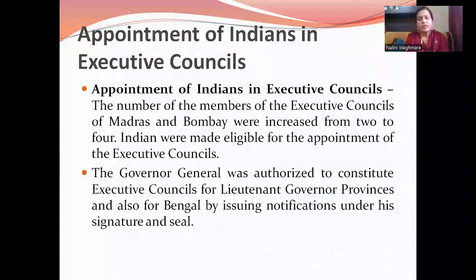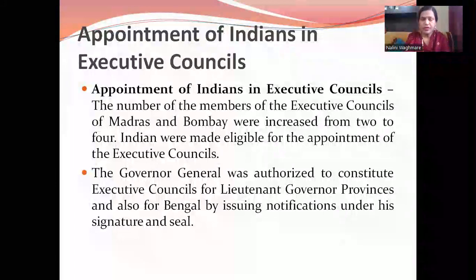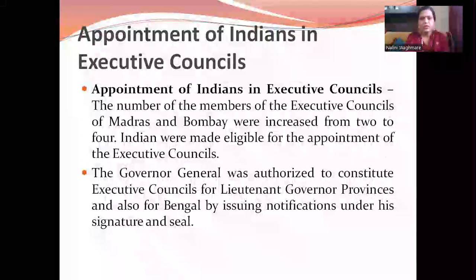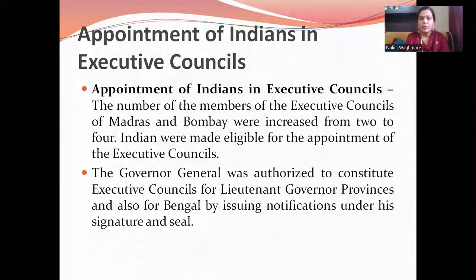Then another feature of this act is the appointment of Indians in executive councils. The number of the members of the executive councils of Madras and Mumbai was increased from 2 to 4. Indians were made eligible for appointment to executive councils. The Governor General was authorized to constitute the executive councils for Lieutenant Governor provinces and also for Bengal by issuing a notification under his signature and seal.